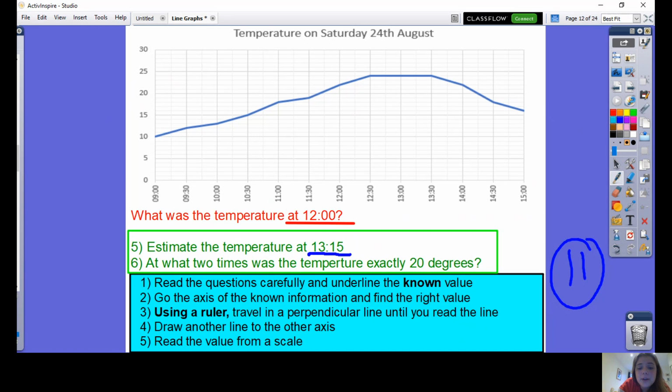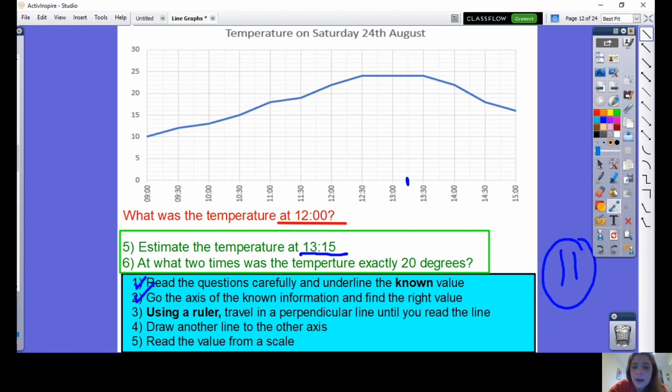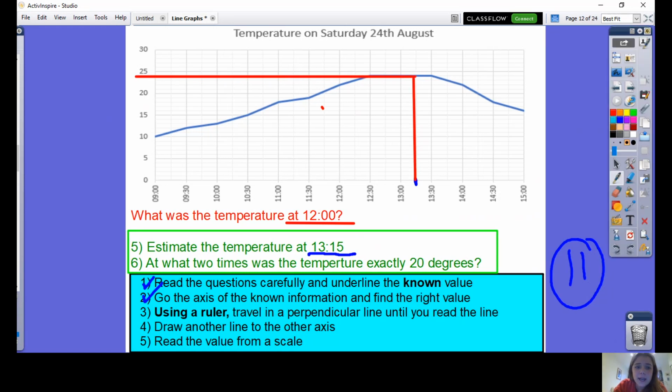Okay, question 5. I know 13:15. I need to find that on my x-axis. Here's 1:30, here's 2 o'clock. 13:15, I'm looking between 1 and 1:30, it's going to be halfway there. So I found my known value and I found that on the axis. Now I draw my ruler line up to the line and I'm going to draw it now across this way to the y-axis. Okay, so the answer here is 24 degrees, but as I said, I'll accept 1 up or 1 down, so 23 or 25 for those of you who are struggling to read this accurately.